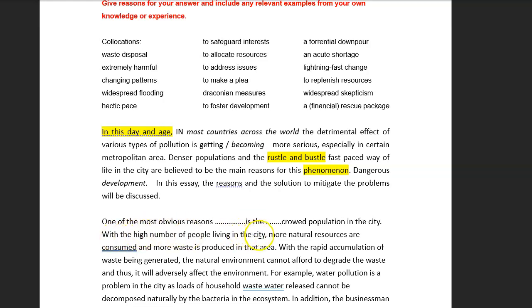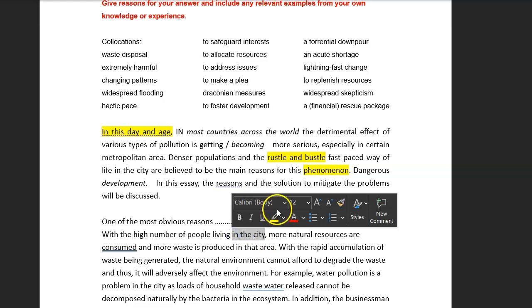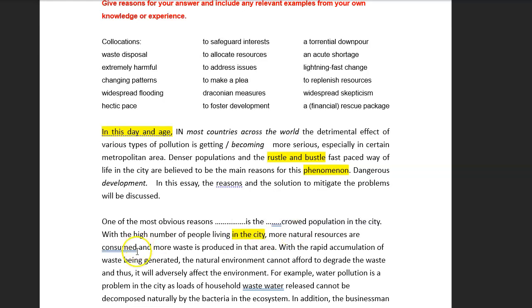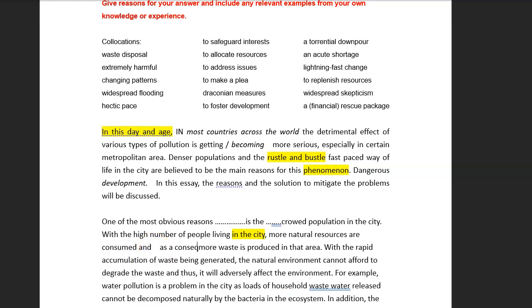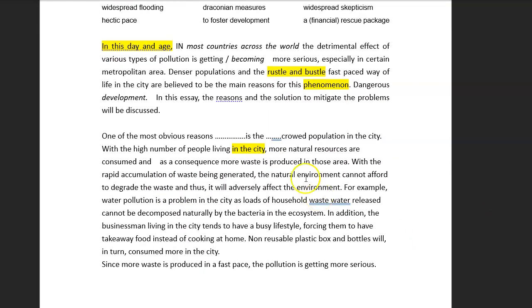With a high number of people living there or living here, you don't need to repeat that, more natural resources are consumed and therefore, and as a consequence, more waste is produced in those areas. Okay. With the rapid accumulation of waste being generated, the natural environment cannot afford to degrade the waste and thus it will adversely affect the environment. Okay, let's just tidy up that sentence. More waste is produced in those areas.